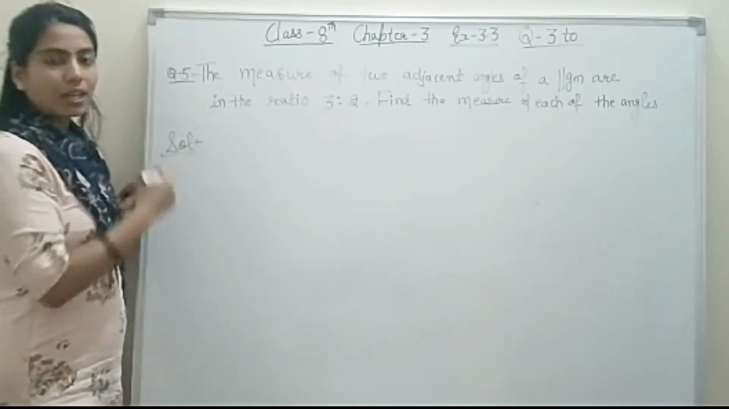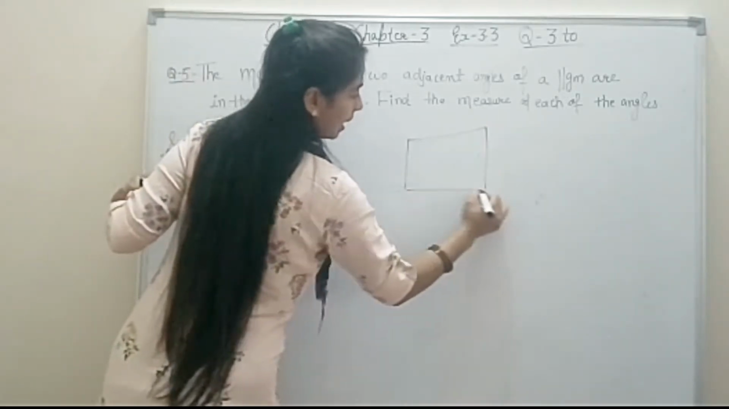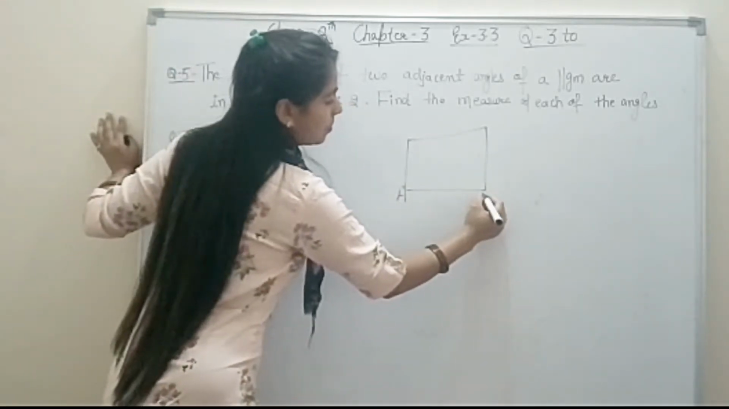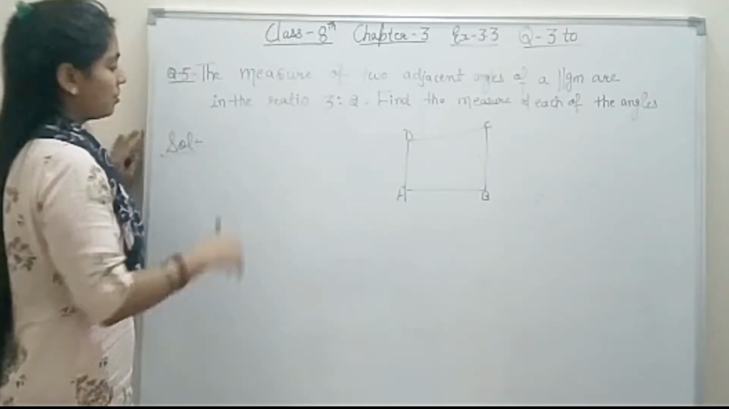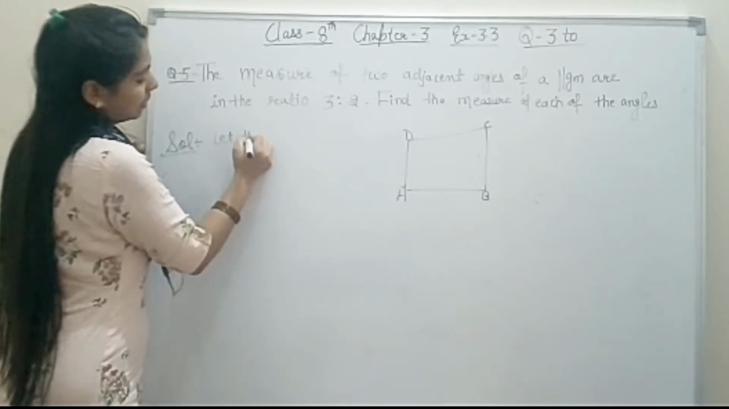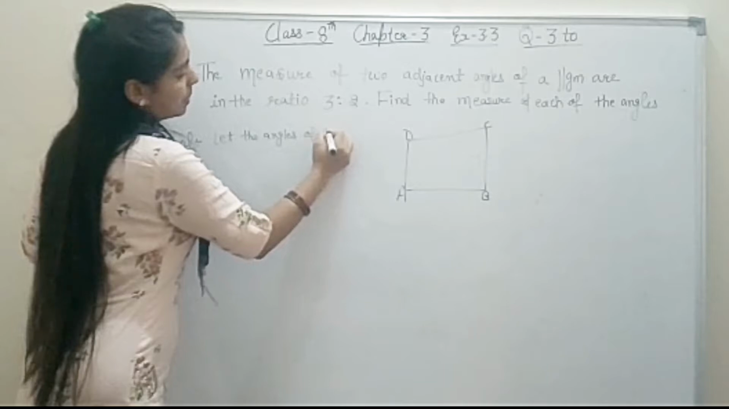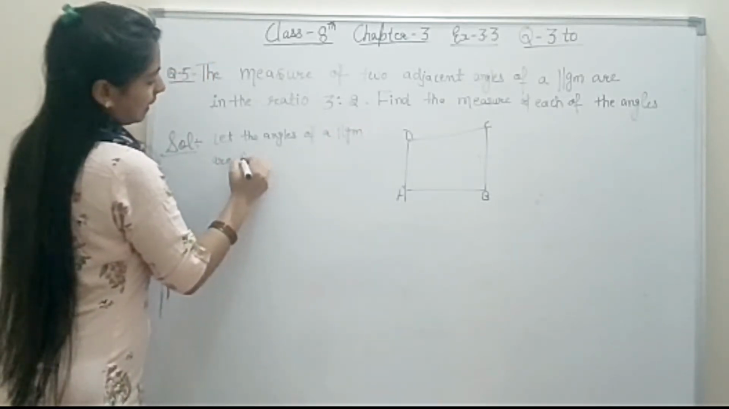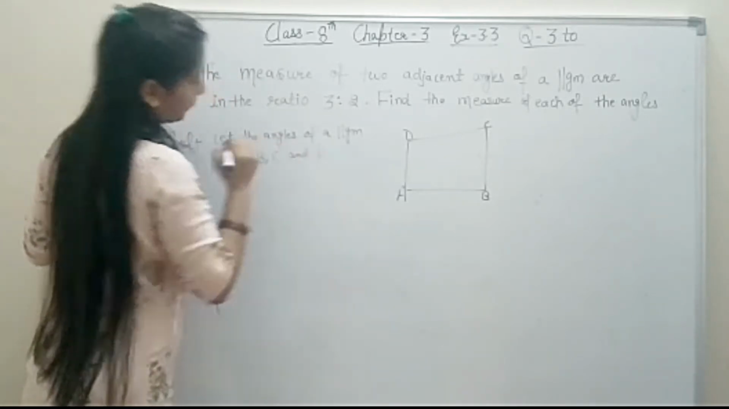First of all, they told us it is a parallelogram. So you have to make a parallelogram and you have to take the angles also. Let the angles be A, B, C, D. That you have mentioned, you have to write down also. That is, let the angles of the parallelogram be A, B, C and D.